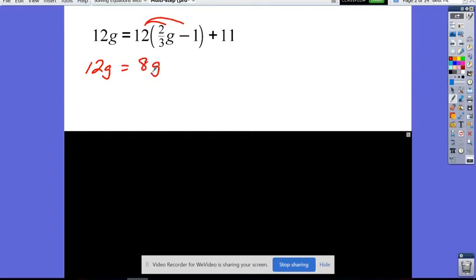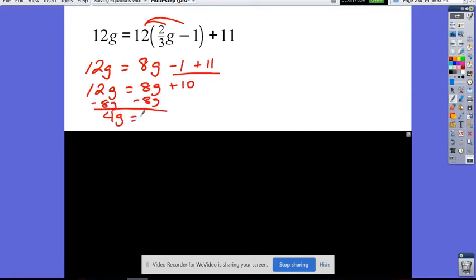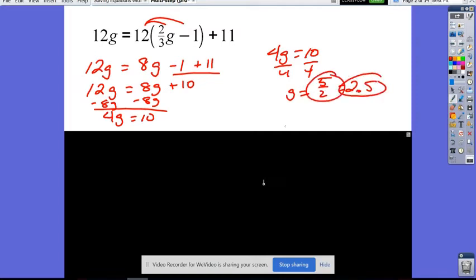It's 8g minus 1 plus 11. Let me quickly do the rest. 12g equals 8g plus 10. Minus 8g, minus 8g. 4g equals 10. Divide by 4, divide by 4. g equals 5 over 2, or 2.5. Again, those are both nice answers. So I'd accept either one of those.